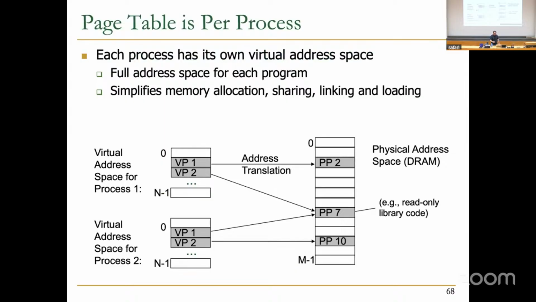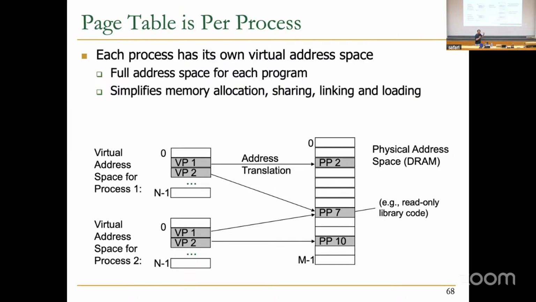In this example, we have two different virtual address spaces, each one of the processes using two virtual pages, and you can figure out the following information here. VP1 maps to PP2, VP2 maps to PP7, and VP1 of the other process maps to PP7. What does that mean? That we have two processes whose virtual pages map to the same physical page. For example, I ran two processes that use TensorFlow. They both use the same library, and they map to the same physical page that contains the code.